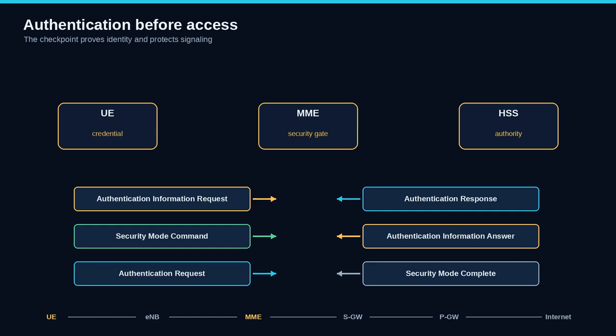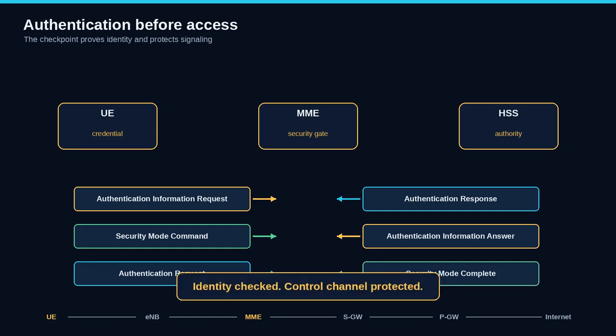Without security mode completion, signaling could be exposed or ambiguous, precisely when bearer state is being rebuilt. In the road metaphor, the checkpoint does not carry traffic. It verifies the traveler and locks the control channel. Only then does the MME authorize the next transformation, turning an abstract request into a concrete radio and core context. The road is still closed for packets, but now the reopening can proceed under protection.